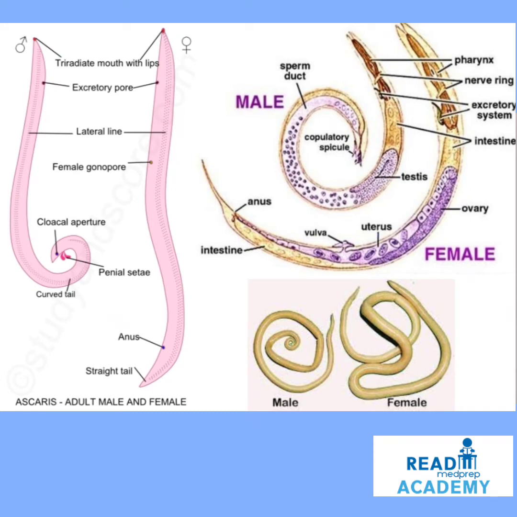On the right side, in the image above, you can see the internal structure. The male worm has the sperm duct, the copulatory spicules, the testes, along with the intestines, the excretory system, the nerve ring and the pharynx. In the female, you can see the ovary, the uterus, the vulva, the intestine and the anus, along with the excretory system, the nerve ring and the pharynx. Below you can see the true worms, male and female.